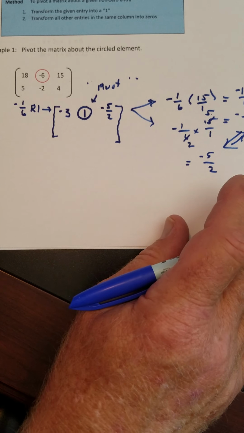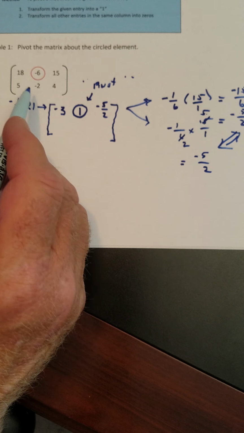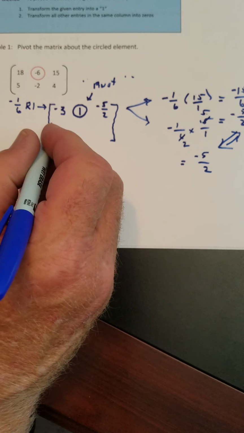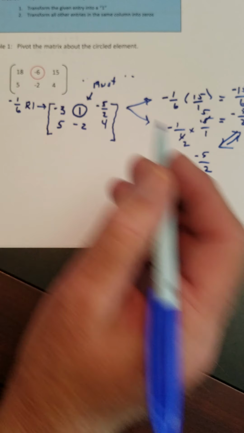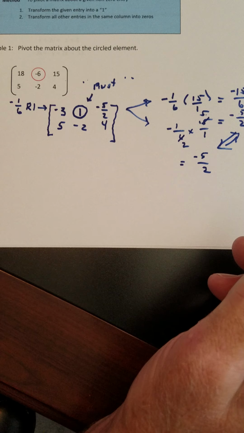Okay, so back to the problem. I changed the first row into this row. The second row stays the same. You have to be careful doing more than one row at a time. Right now I'm going to say don't do it.